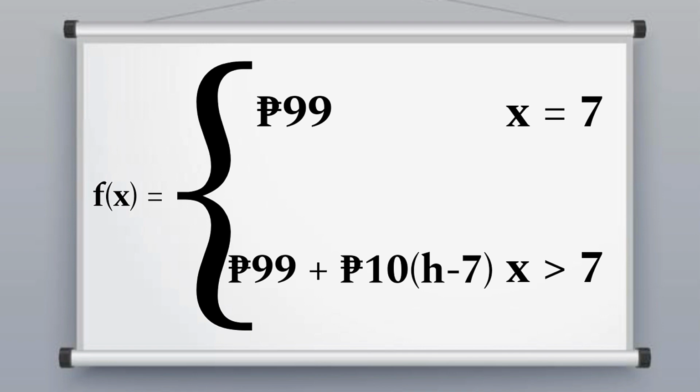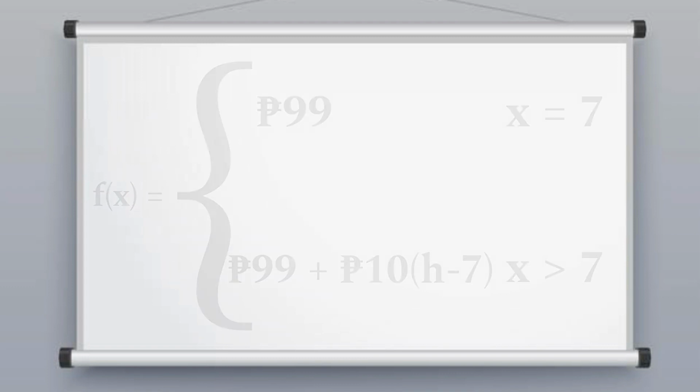Step 4. Combine and solve solutions. Combine the solutions and solve for each interval into a unified solution. Put the solutions back into the original piecewise function to ensure they satisfy the given equation. So if I want to extend my promo load for 3 days or to the 10th day, I will use the function f of x equals 99 pesos plus 10 pesos times (x minus 7).